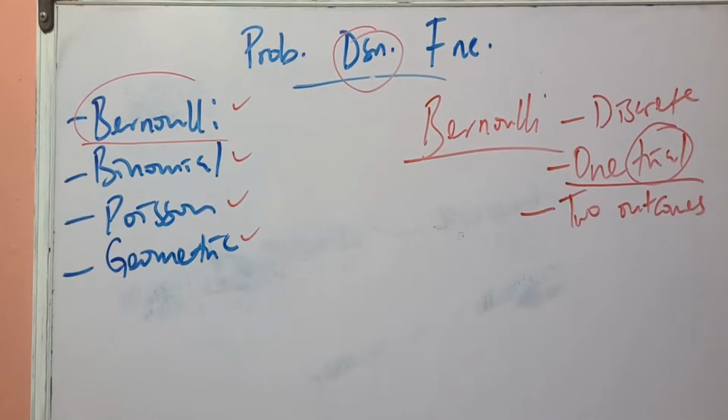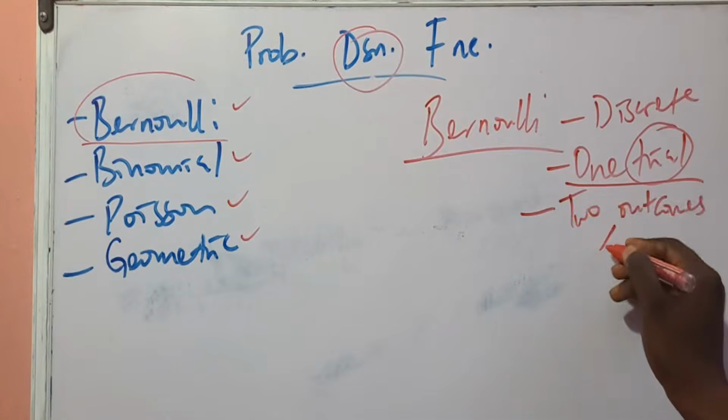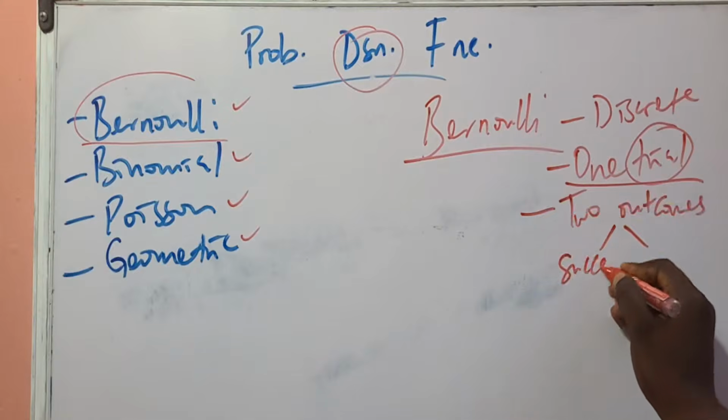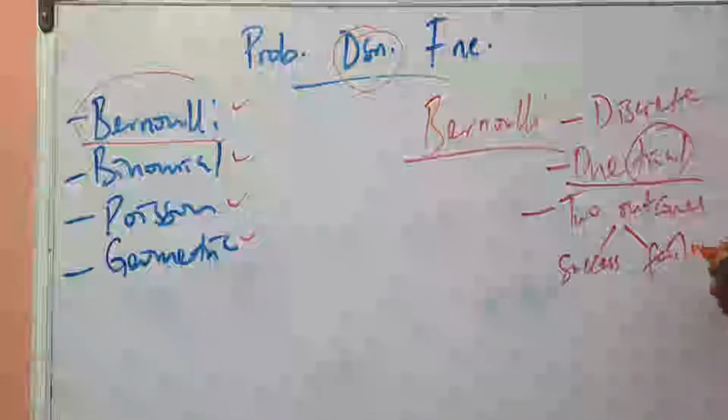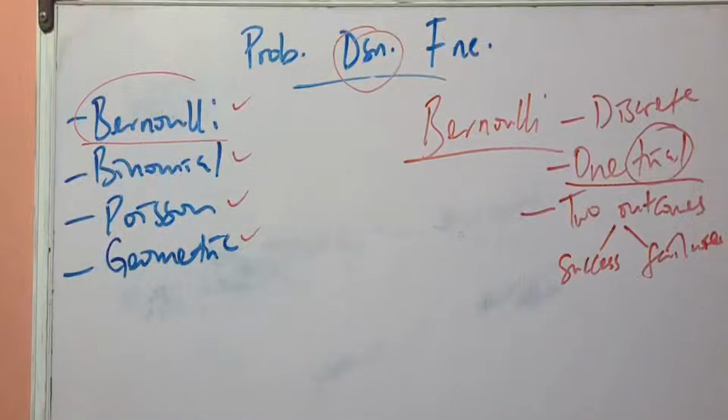Now, what are those 2 outcomes? We always call them success and failure. These are the outcomes that you see in a Bernoulli distribution. So let me start from scratch again. Bernoulli distribution is a discrete probability distribution. Number 1, it has only one trial. Now, in that one trial, there must be just 2 possible outcomes, which will be success or failure.